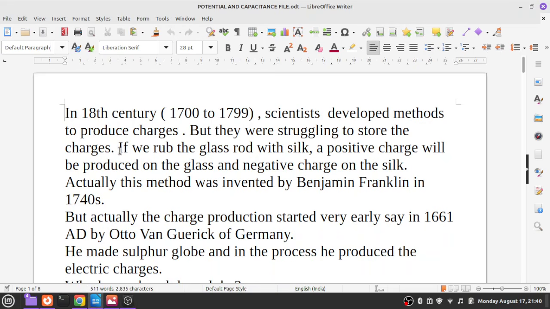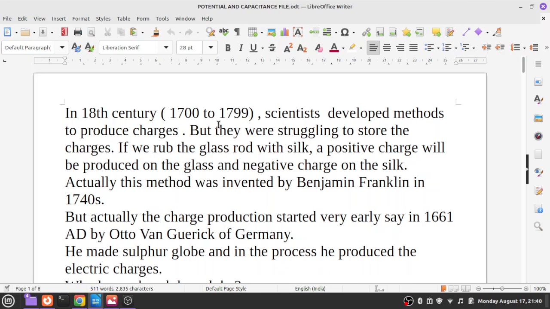Okay, hello students. Today I am going to explain how charges were produced at the beginning of the development of electrical science. How charges means positive charge and negative charge.